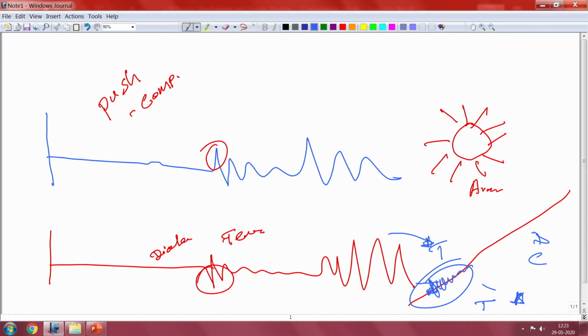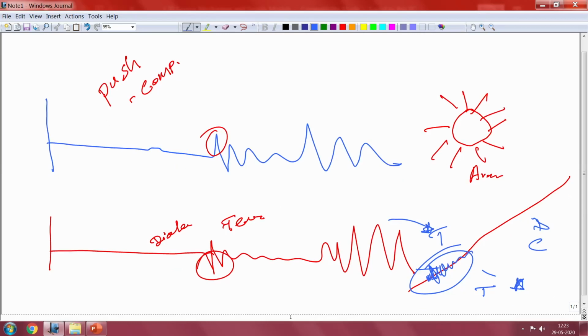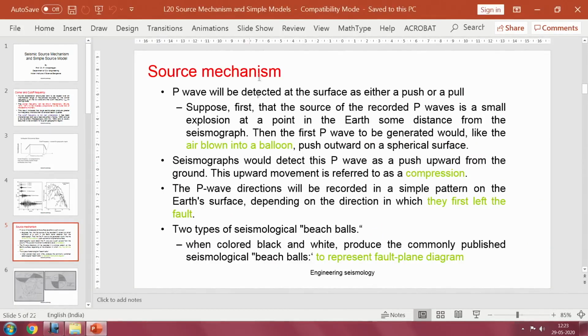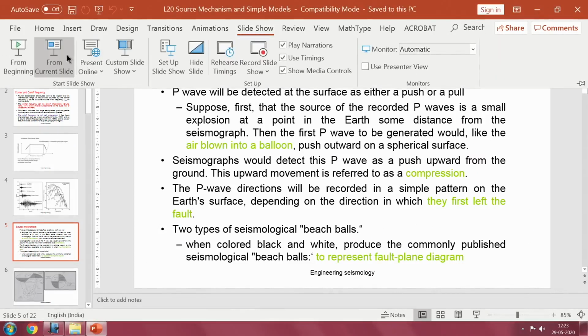Okay. So, the source mechanism is the combination of tension and compression forces described as a ball. That ball is basically called a beach ball or source mechanism diagram. So, today we are going to discuss in detail how to get the source mechanism at a particular place due to a particular earthquake.